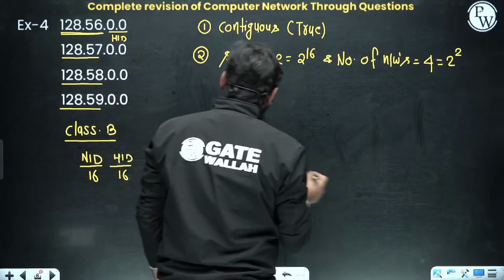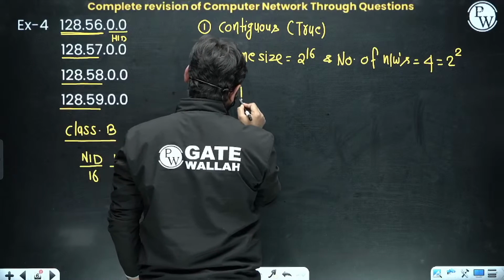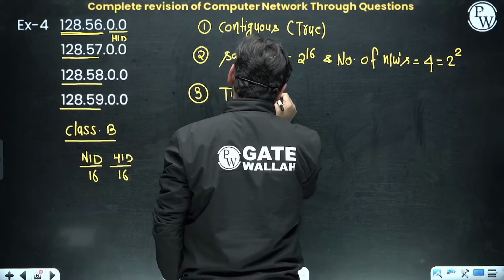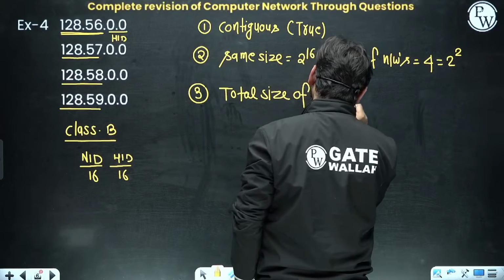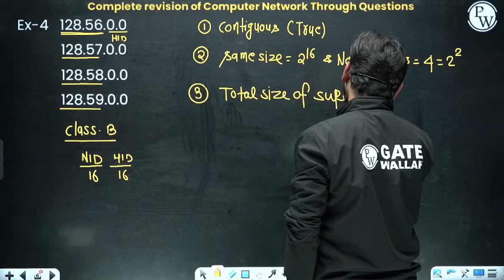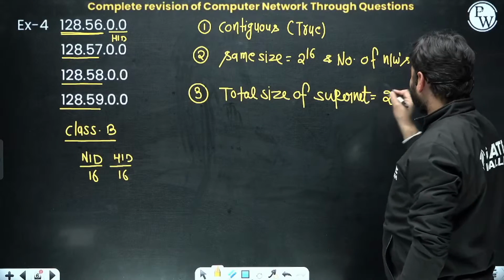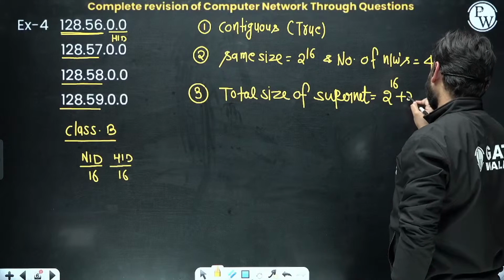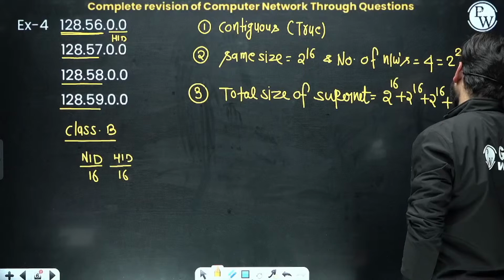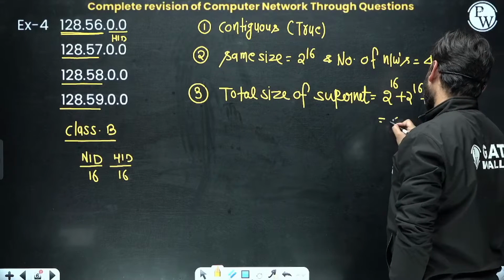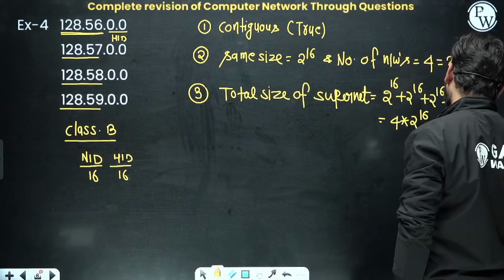Now, can I move to next? What is the third rule? First network ID must be divisible by total size of supernet. So let me focus on the total size of the supernet. This is nothing but 2 power 16 plus 2 power 16 plus 2 power 16 plus 2 power 16, for 4 networks. So this is 4 into 2 power 16, which is 2 power 18. It is really very simple.